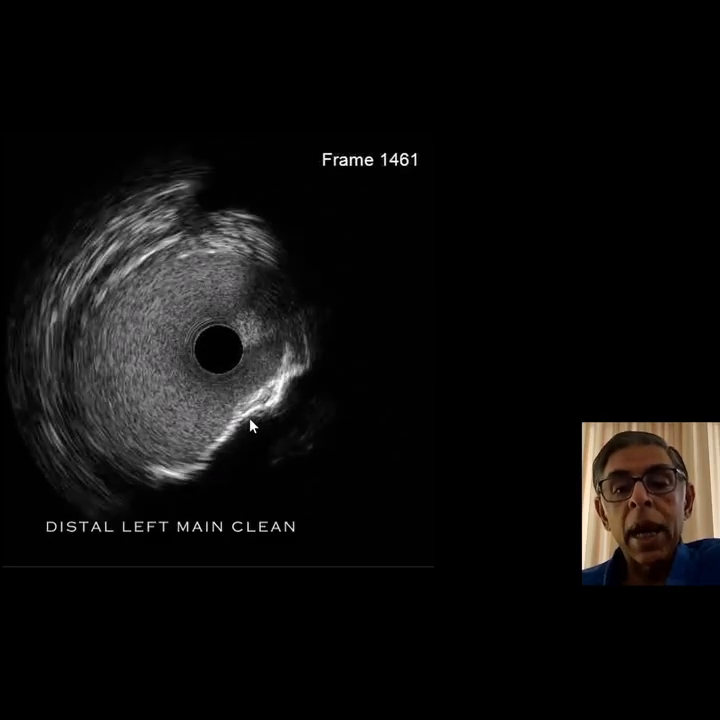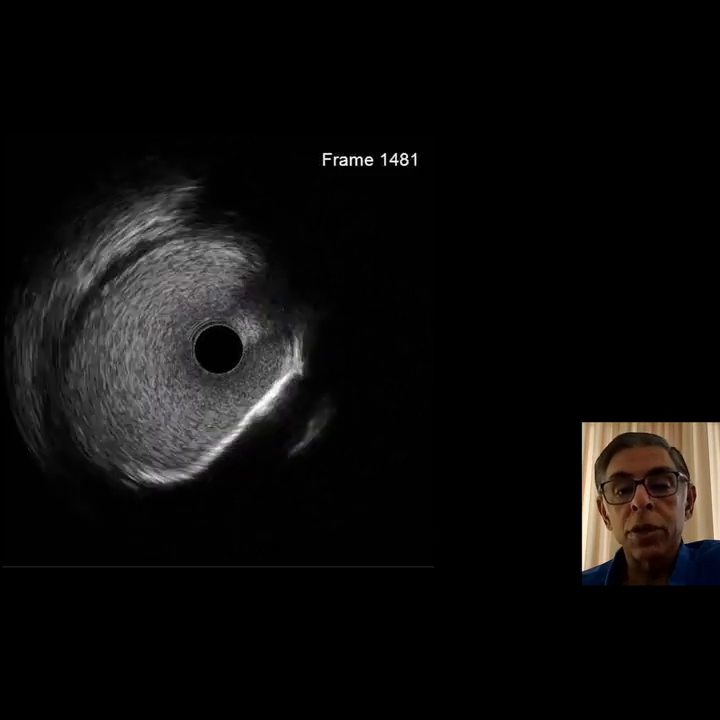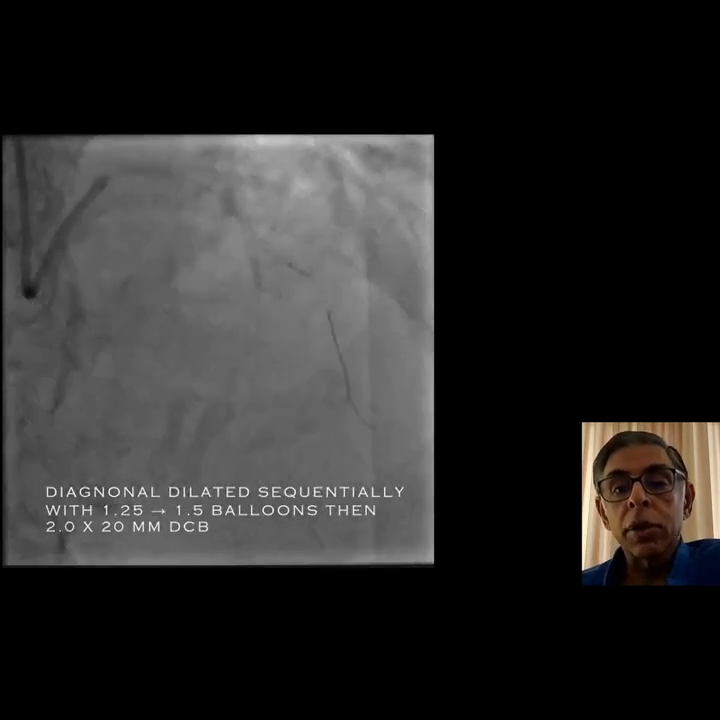And so with this, it was clear that there was a lot of calcium, and we had achieved some calcium modification with the rotablation burr, but we needed to now dilate this and confirm that we were able to expand the lesion. And so then we went to work on this vessel.